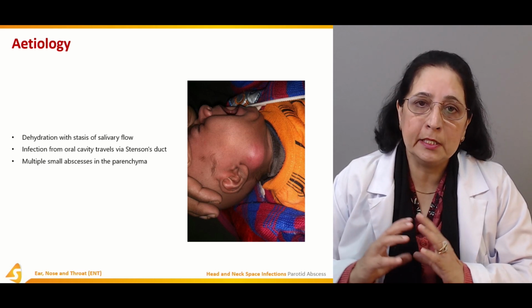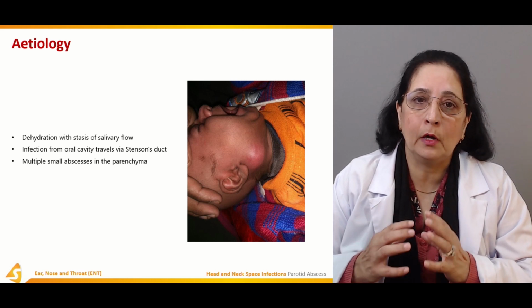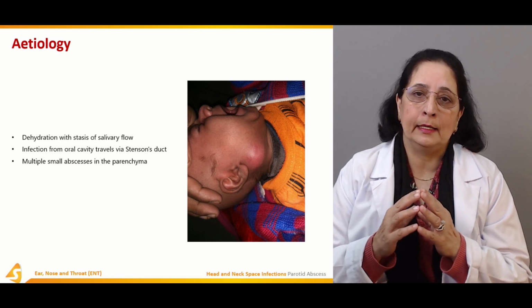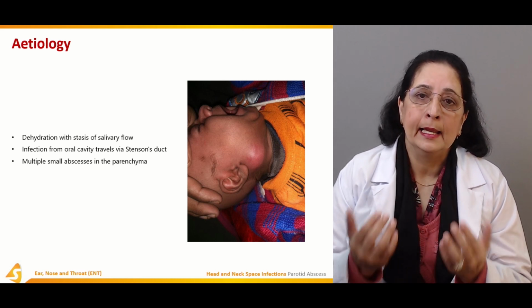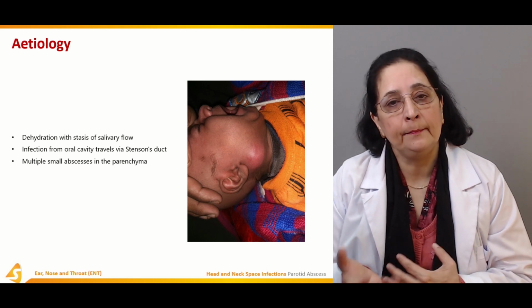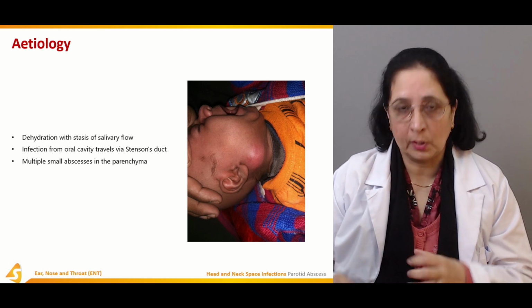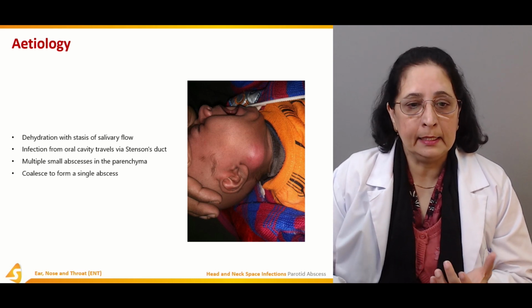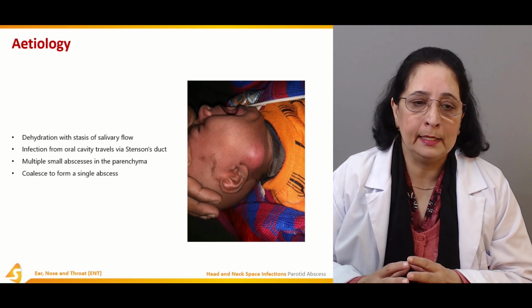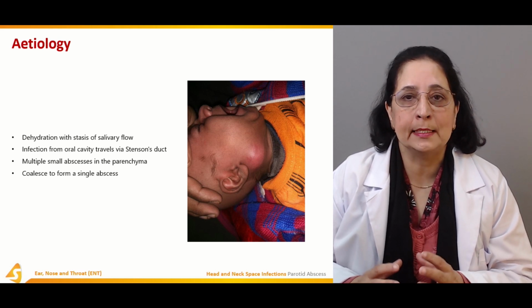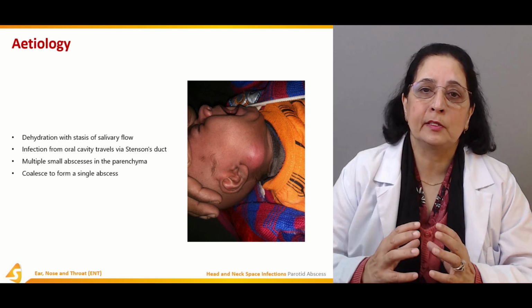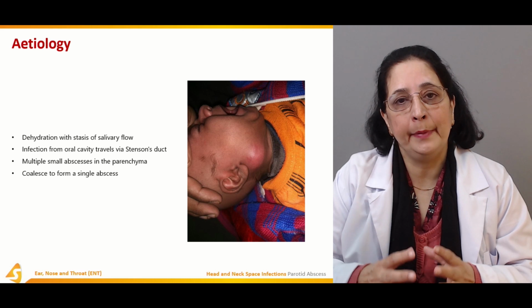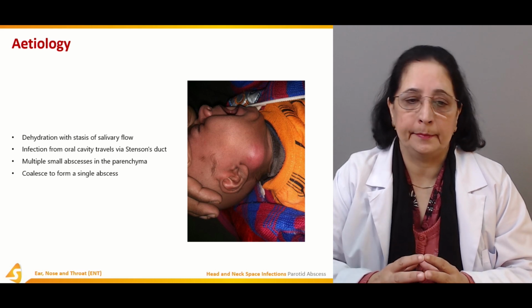Then we have multiple small abscesses. If multiple small abscesses form in the parenchyma of the parotid area or parotid gland, these can also lead to the big abscess formation once they coalesce to form a single abscess. So if multiple small abscesses are present, they combine to form a big, single abscess.